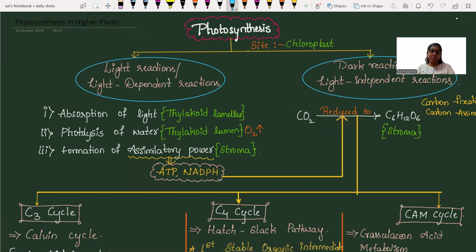I am going to teach the concept of dark reactions, or light independent reactions, under the chapter photosynthesis in higher plants. As we already know, the site of photosynthesis is the chloroplast. Photosynthesis has two reactions. One is light reactions.